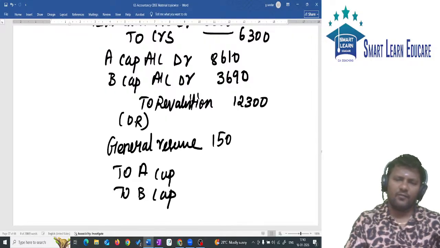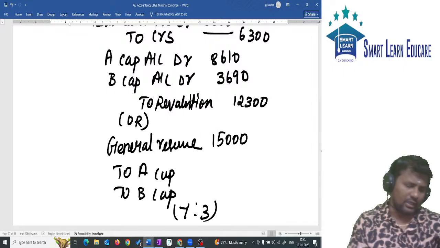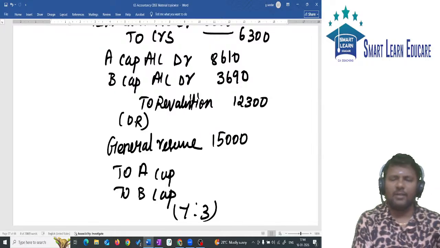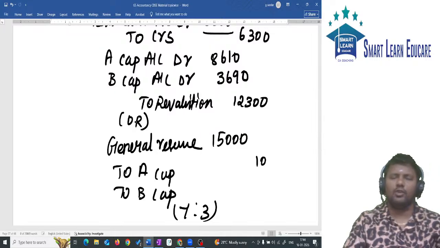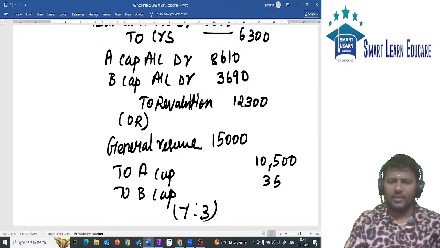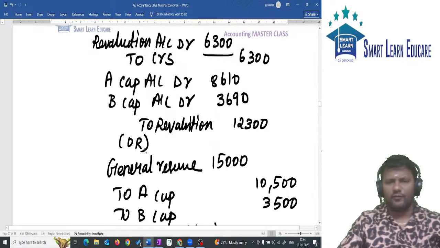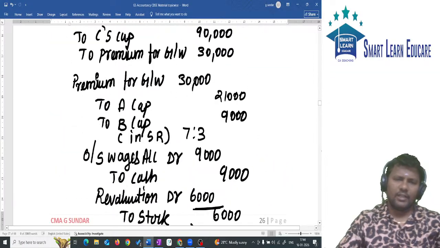General reserve is there for 15,000. 15,000 to be shared in profit sharing ratio. What is the profit sharing ratio? 7:3. So 15,000 divided by 10, you will be getting 1,500. 1,500 into 7 will give you 10,500. To A's capital 10,500, to B's capital it is 3,500. So again general reserve should be transferred to partner's capital. That's all. So all the entries we made.